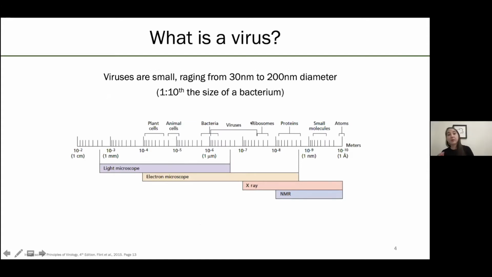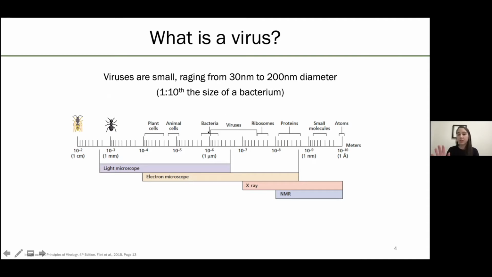So viruses are very small particles. They range from 30 nanometers to 200 nanometers in diameter. So that's like 1/10 the size of a bacterium. And just to give you some context so that you can see it in your head, 1 centimeter would be the size of a wasp, and 1 millimeter would be the size of a small ant. And up until around here is how far we can see with the human eye. So beyond this point, we need another technique like microscopy to be able to observe different things.